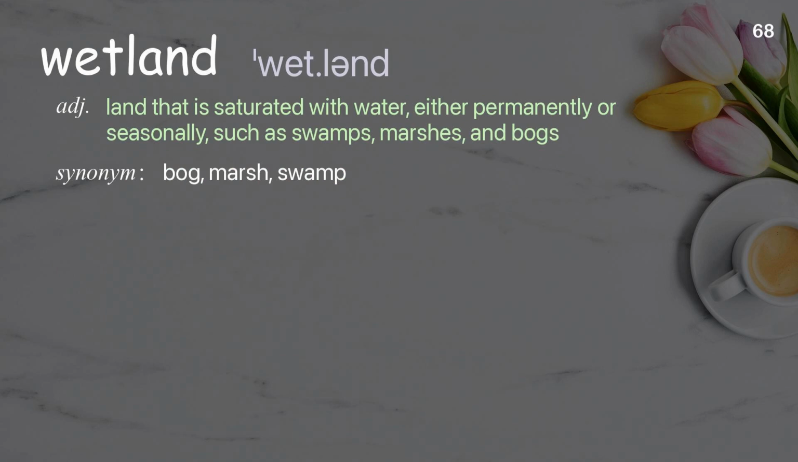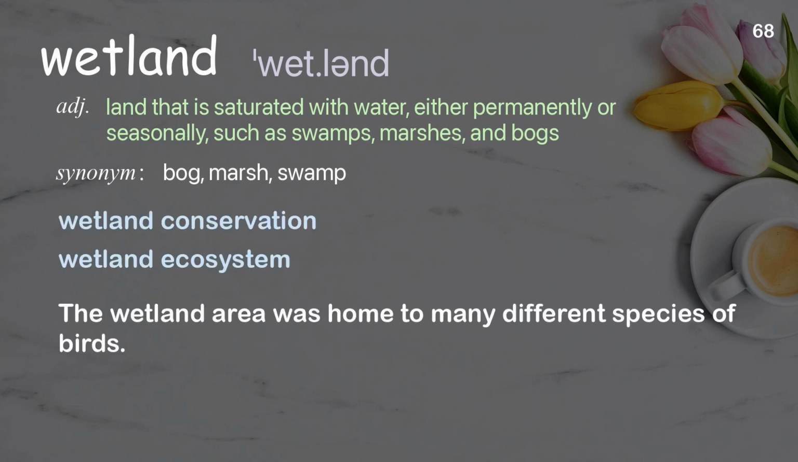Wetland. Land that is saturated with water, either permanently or seasonally, such as swamps, marshes, and bogs. Examples: Wetland conservation. Wetland ecosystem. The wetland area was home to many different species of birds.